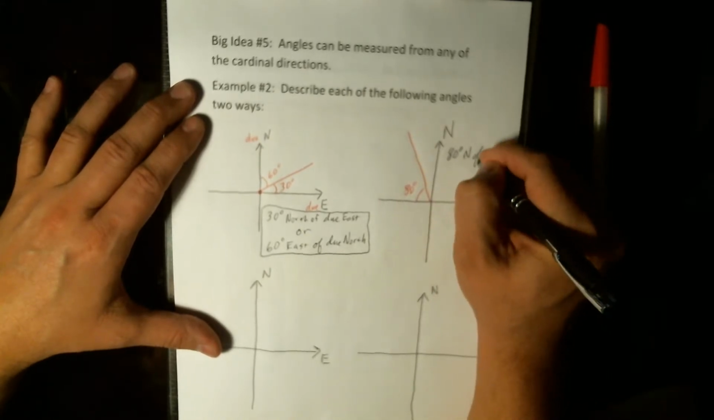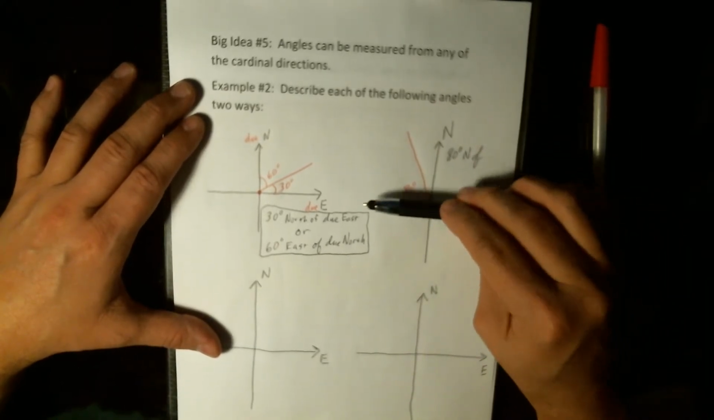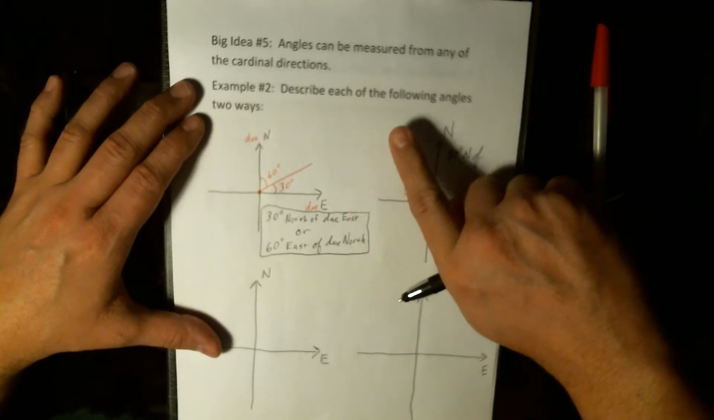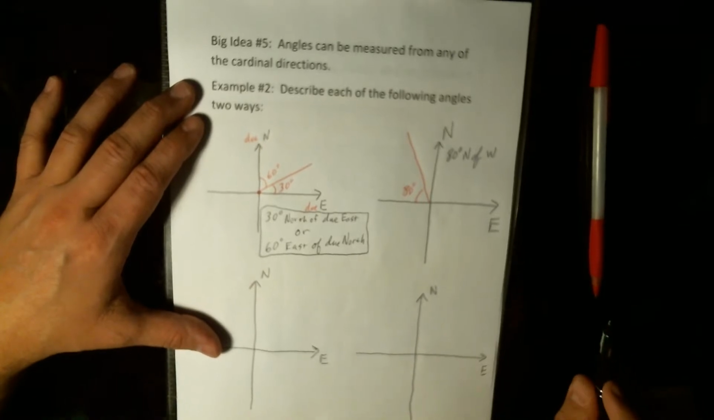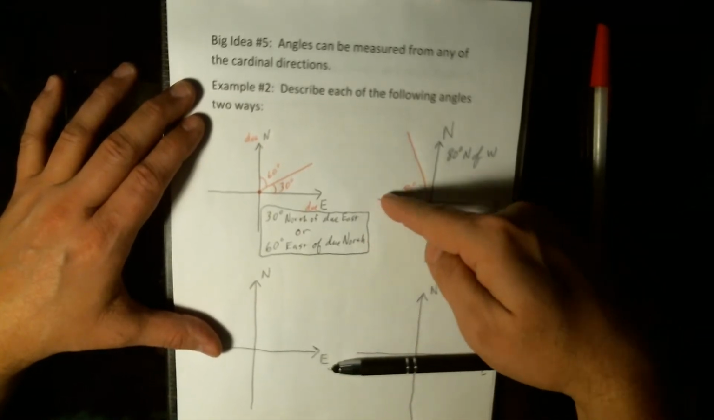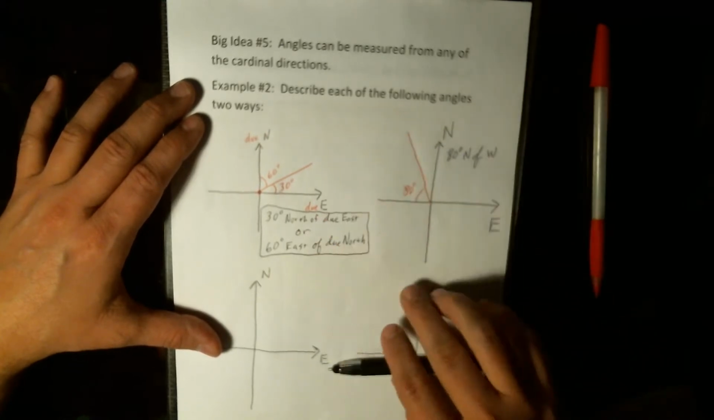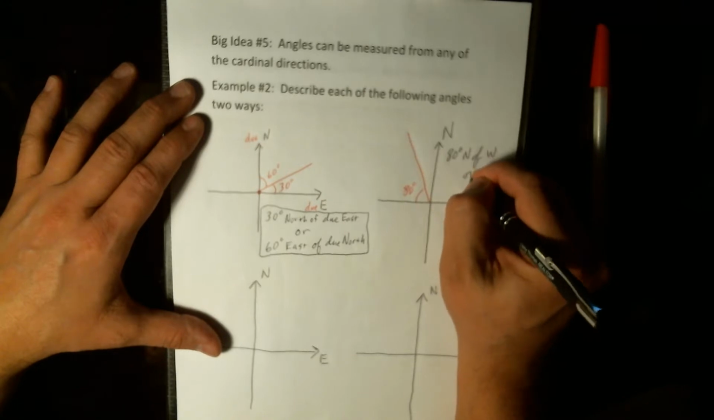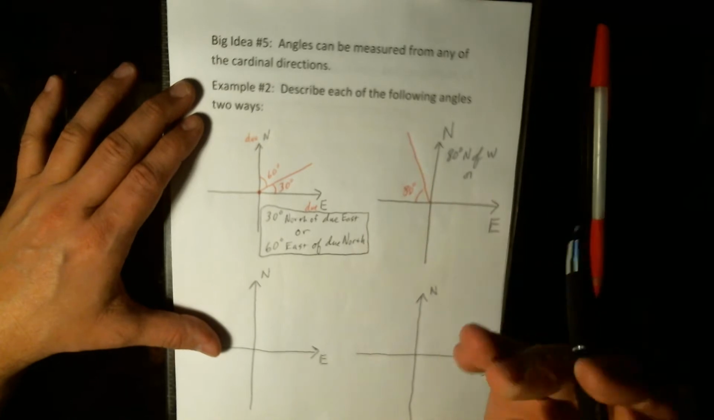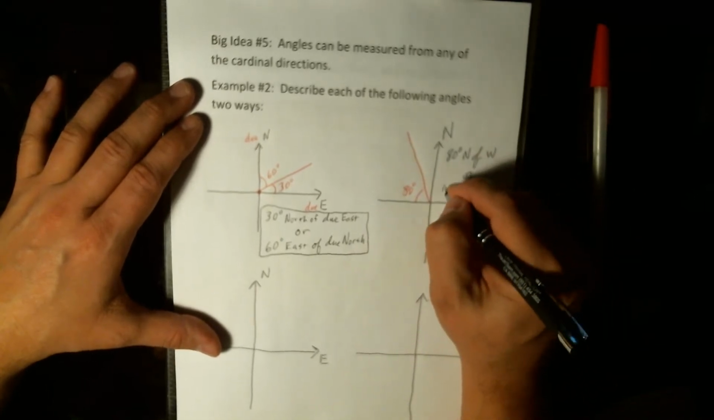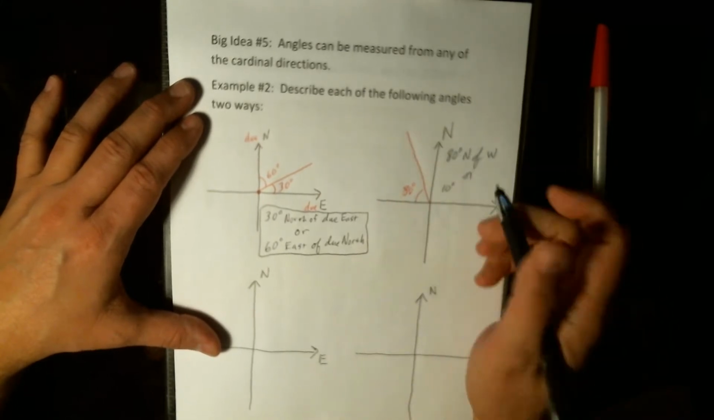I'm sorry, not east. I said that wrong. This is west. So 80 degrees north of west. I apologize, that was probably confusing. So this is due west, and I'm going 80 degrees to the north of due west. That's one way I could write it. Or this one, since 90 minus 80 is 10, then this would be 10 degrees, and it would be to the east of due north. So 10 degrees east of north.